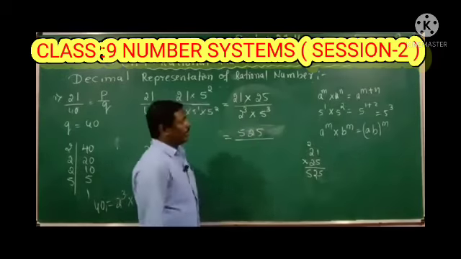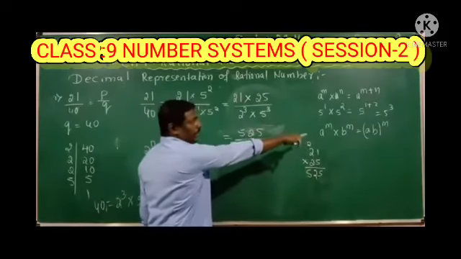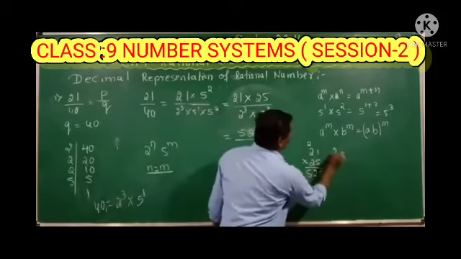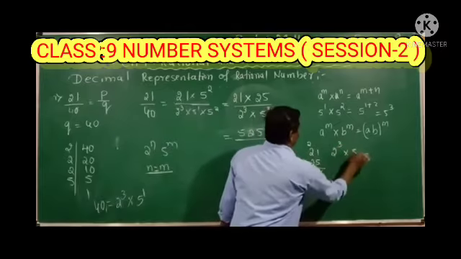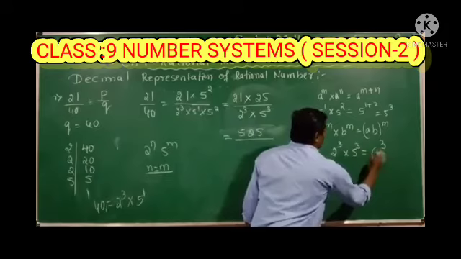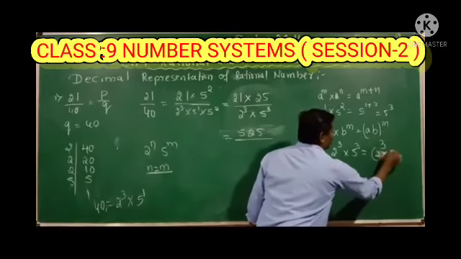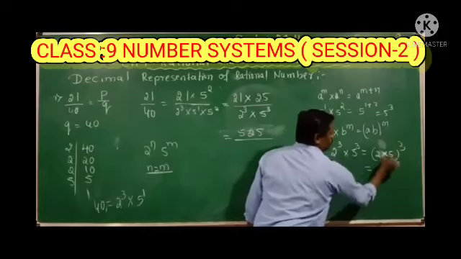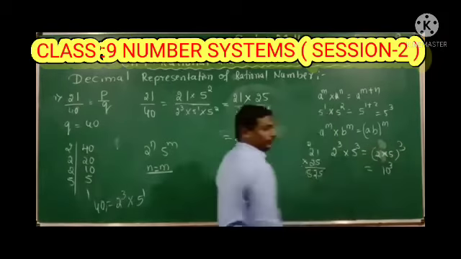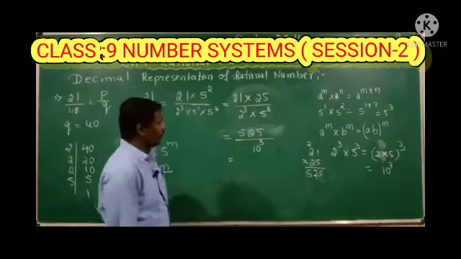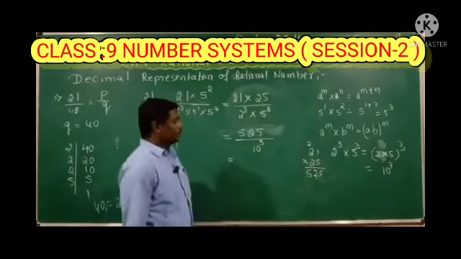525 divided by, with the help of this exponential law, we can write it as 2 raised to 3 into 5 raised to 3. The power 3 as it is: 2 into 5, it is nothing but 10 raised to 3. 10 raised to 3, right?